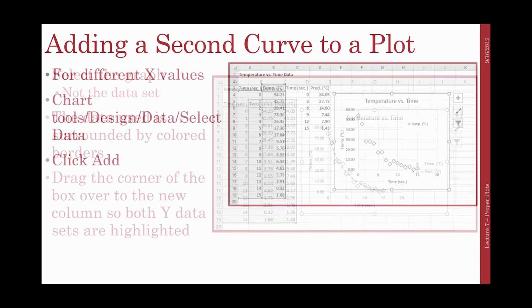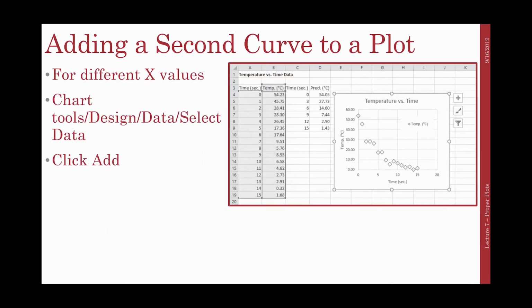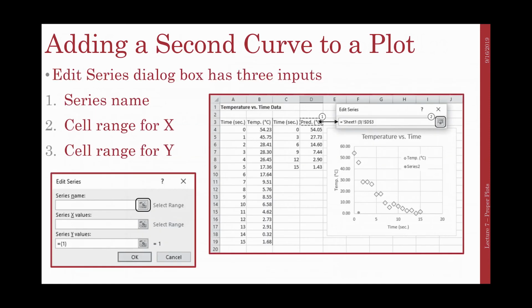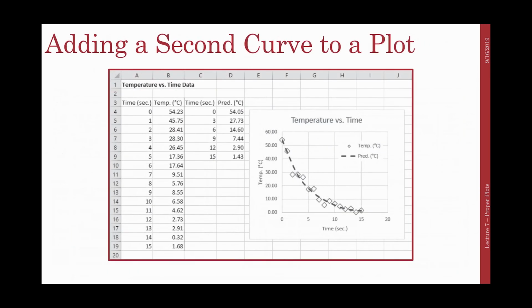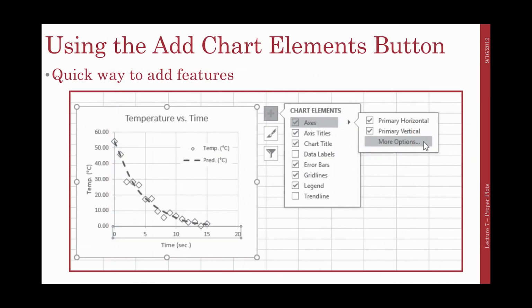There's a few different ways you can add it. For different X values in a chart, you can go to Chart Tools, Design, Data, and select the data, and you can actually add the second data set to the graph. You'd add a new series name, you can add new X values, you can add new Y values. So now I have 2 graphs on my chart.